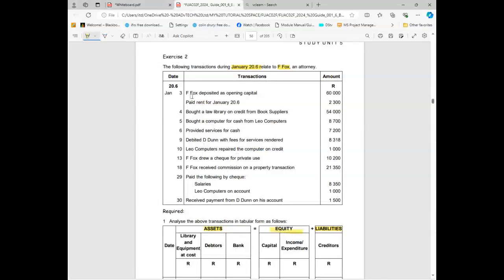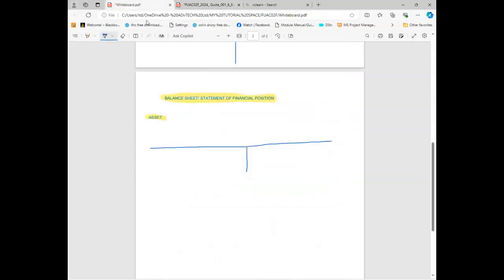For example, like we did under the account equation, on the third, they say Fox deposited capital. Opening, so you must come up with the two accounts. What are those two accounts? It'll be capital and bank. So you just have to write capital like this. And the other one, bank. Yes. So doing this will help you a lot, unlike doing the account equation, unless they say compile the account equation. Can you see now? Okay.